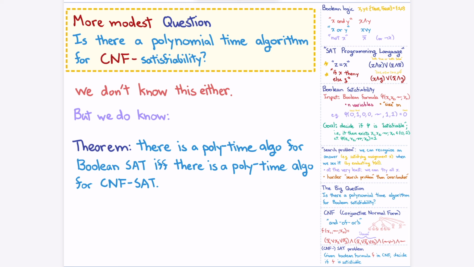Okay, but here's something we can show. There's a polynomial time algorithm for Boolean SAT if and only if there's a polynomial time algorithm for CNF SAT. So we have these two questions. They're both quite important. We don't know the answer, but we are able to bind them together, which is sort of a different way of thinking about things. We got stuck. We can't solve it, but we can still say something smart about it.